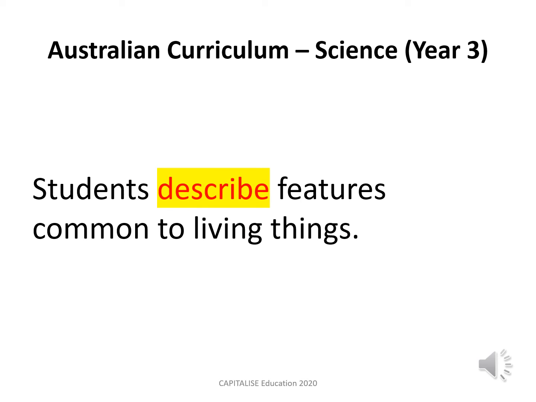Let's contextualize Principle 3 within an achievement standard from the Australian curriculum. In this case, we'll have a look at a Year 3 Science Achievement Standard. The Achievement Standard asks students to describe features common to living things.